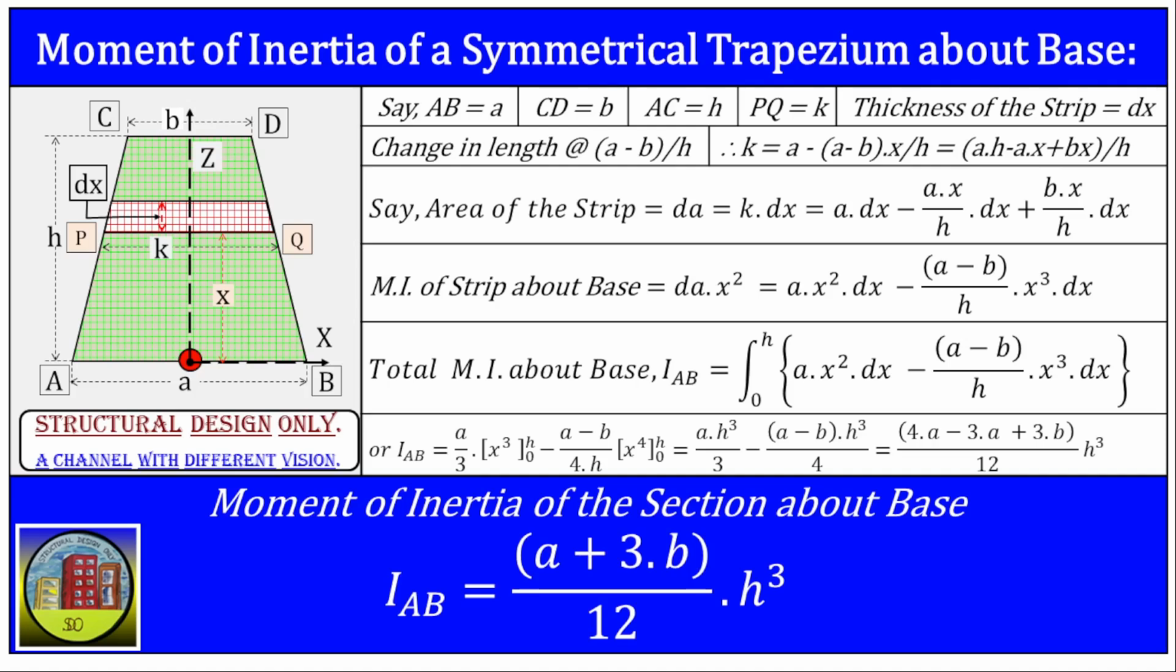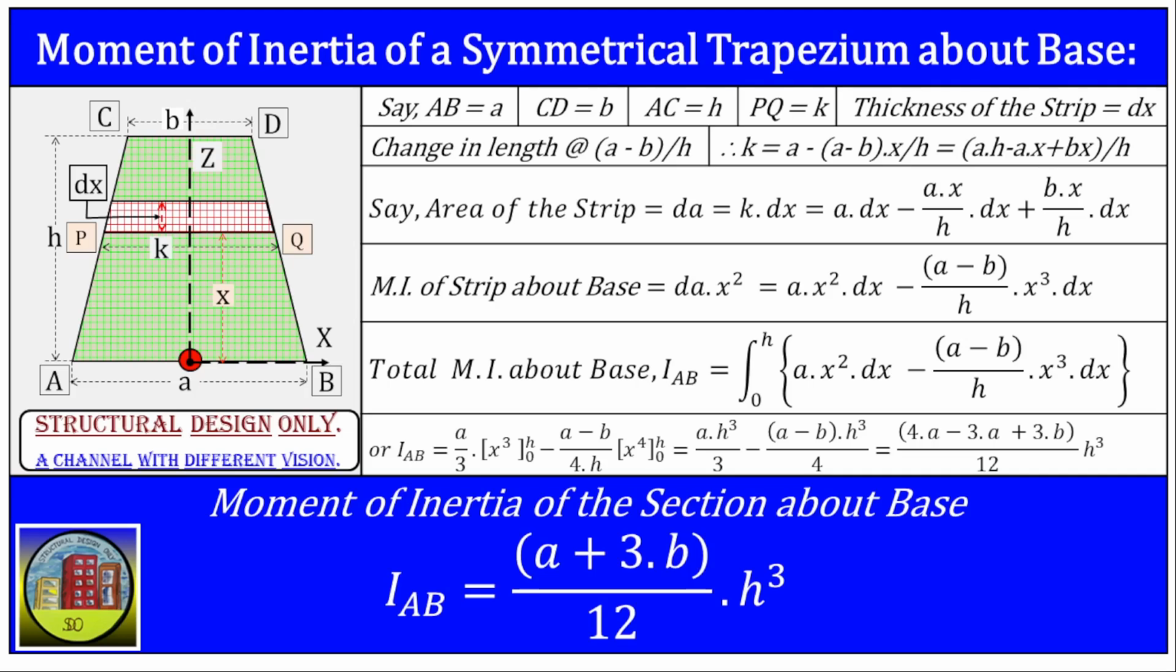The area of this strip, dA, is equal to the length k multiplied by the thickness dx. Substituting the value of k, we get dA equals a into dx minus a into x into dx by h plus b into x into dx by h. To find the moment of inertia of this strip about the base, we multiply its area, dA, by the square of its distance, x, from the base.